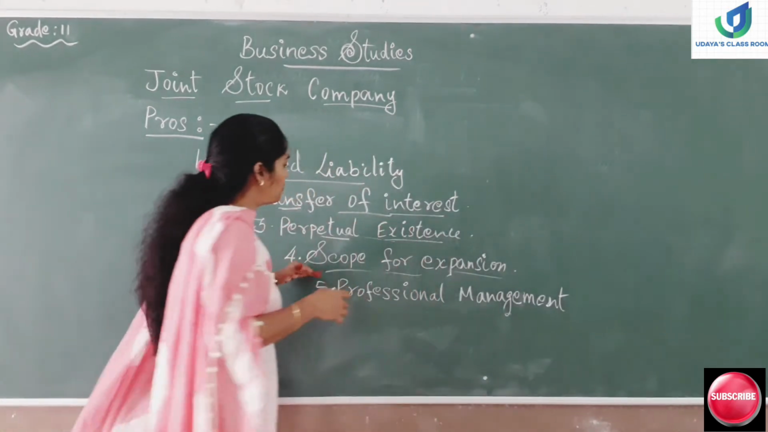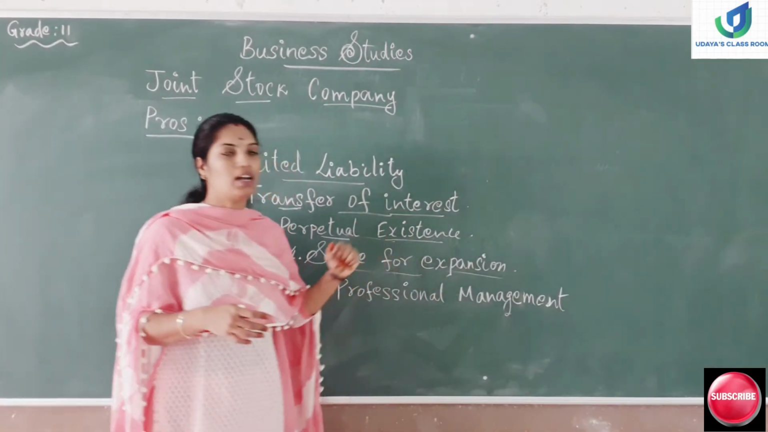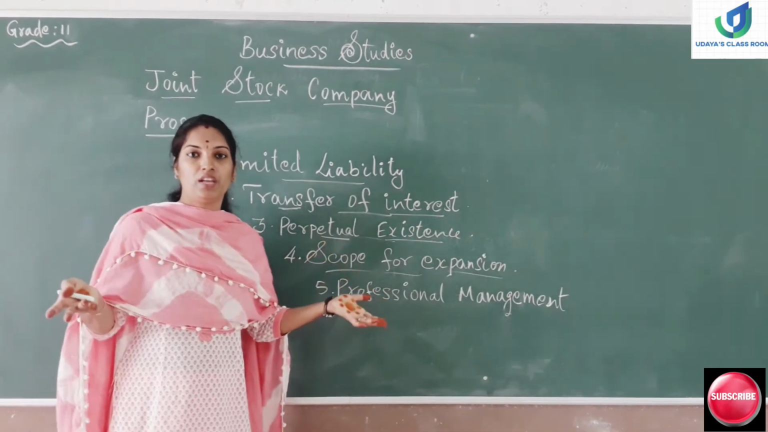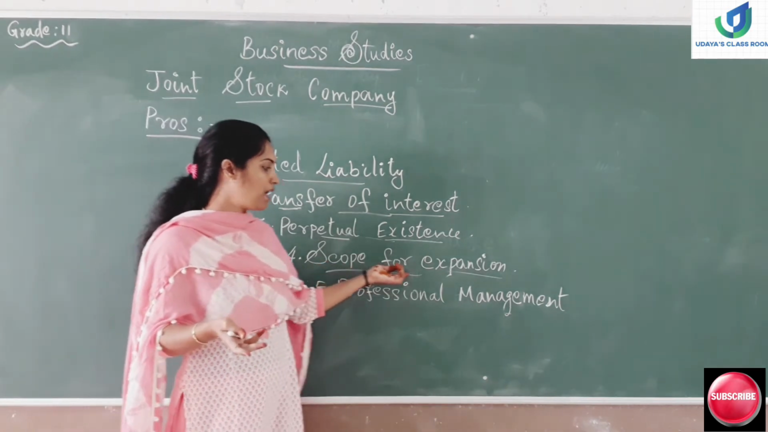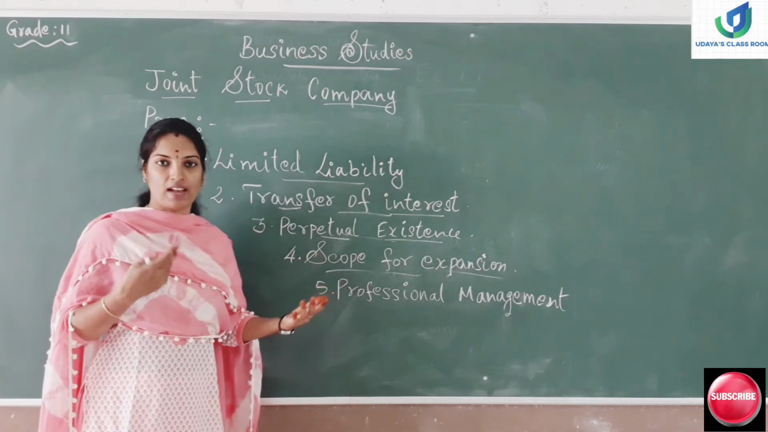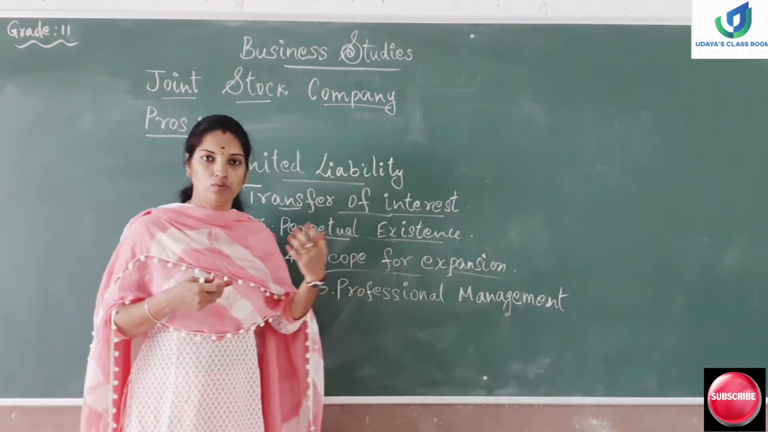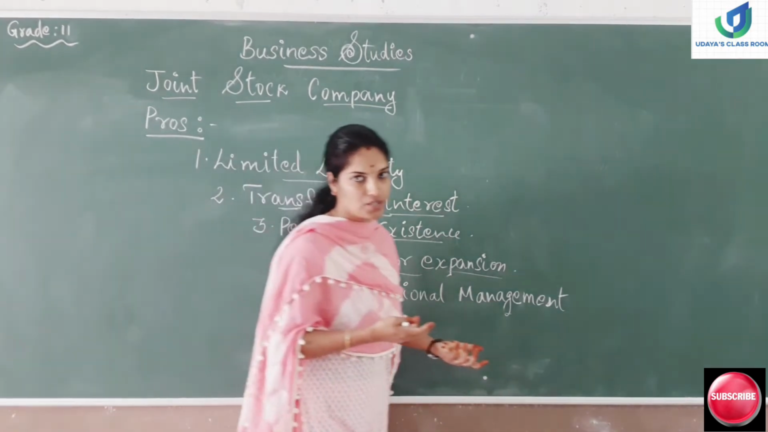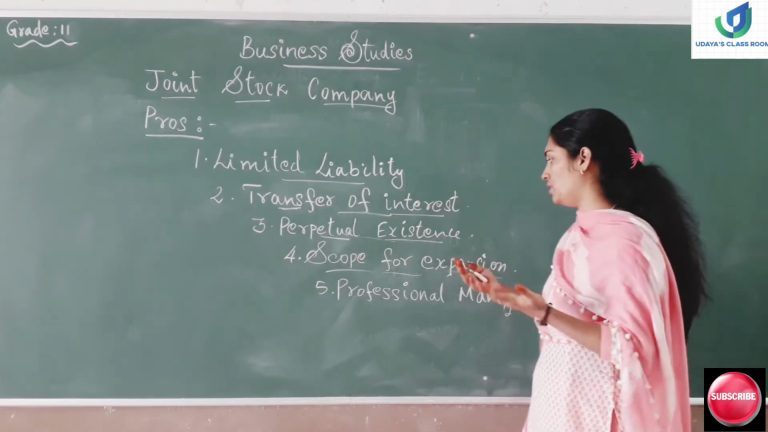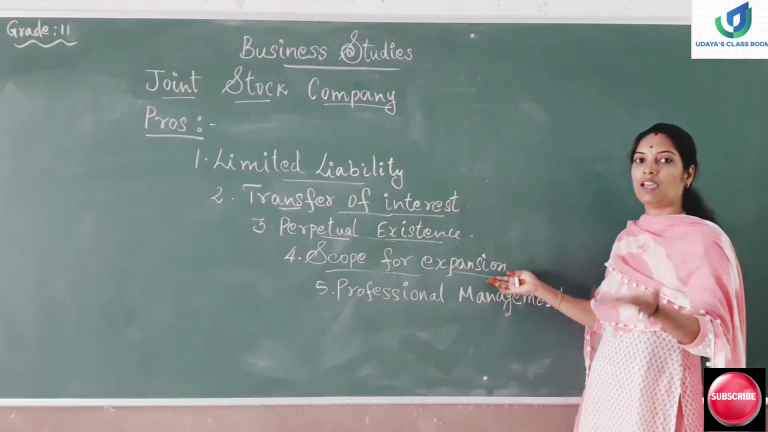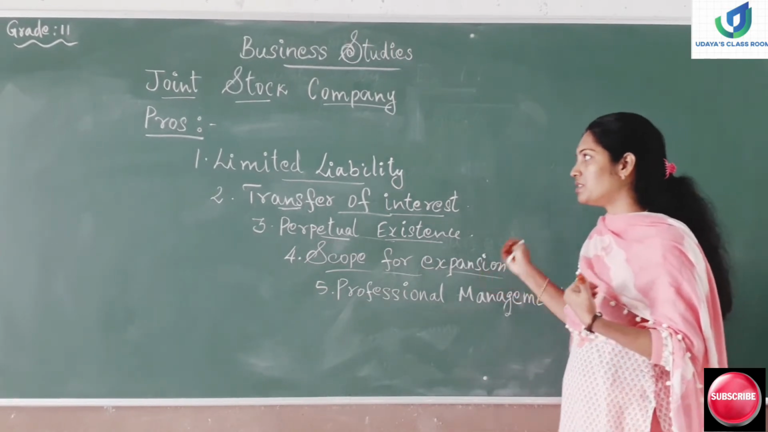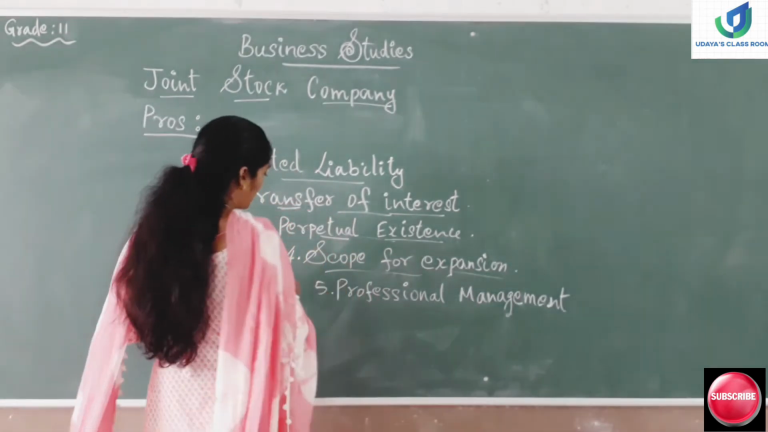Moving on to the next pro, scope for expansion. If the company wants to expand further to a huge size, it can expand very easily, because if the company is in need of financial resources, it can acquire loans and advances from financial institutions or lenders or from the public by issuing shares of the company. Expansion is very easy. They can arrange huge capital and financial resources. They have a higher level of scope.